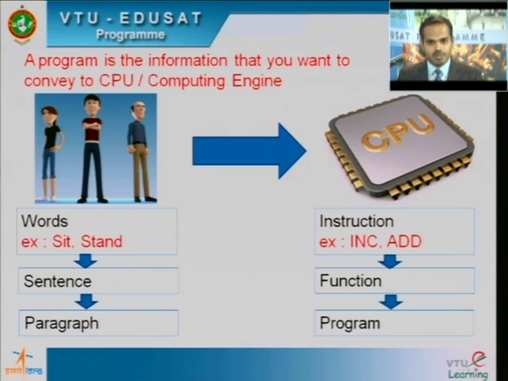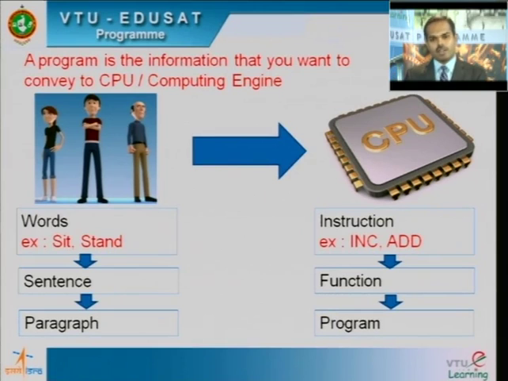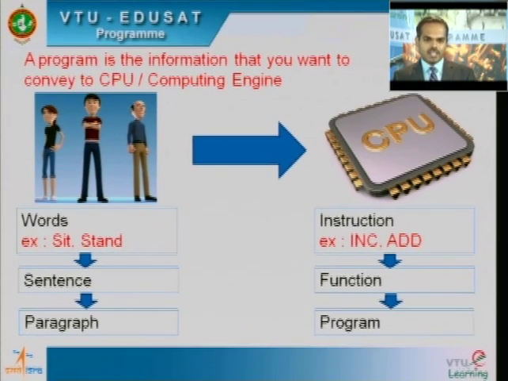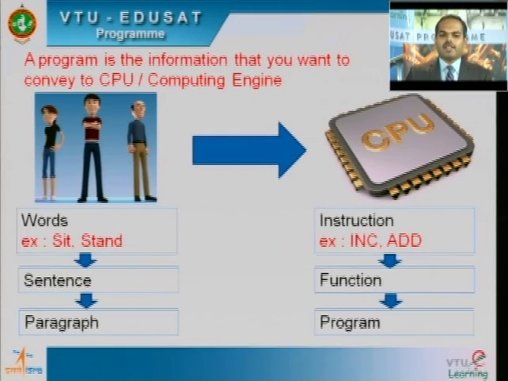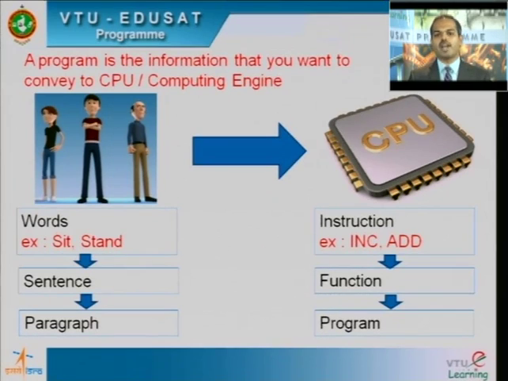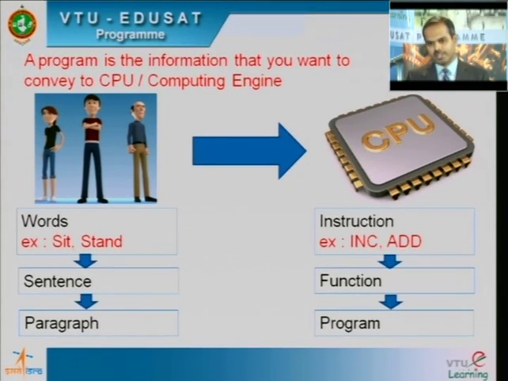This slide gives you the analogy between the normal English language and CPU programming. Words in our language, like sit and stand, are instructions for the CPU, like increment and add. Sentences in our language are similar to the functions in the program. A paragraph in our language, in English or similar languages, is a program for the CPU. So this slide tells us that if we want to communicate with the CPU, we have to understand the instructions that the CPU understands.